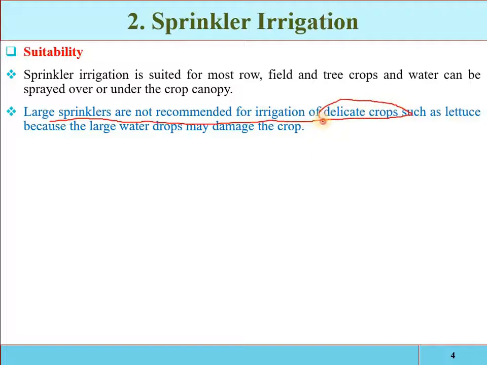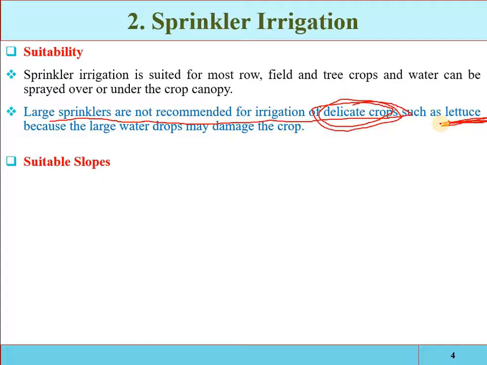If the leaves of the crops are affected or damaged by the pressurized flow of water, then this system is not recommended. For example, lettuce crops are affected. If tomatoes are hit by high pressurized water, then the upper layer will be damaged.